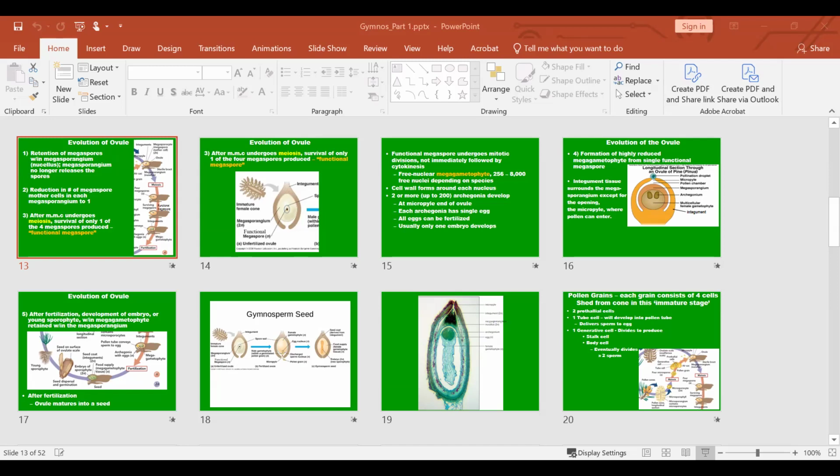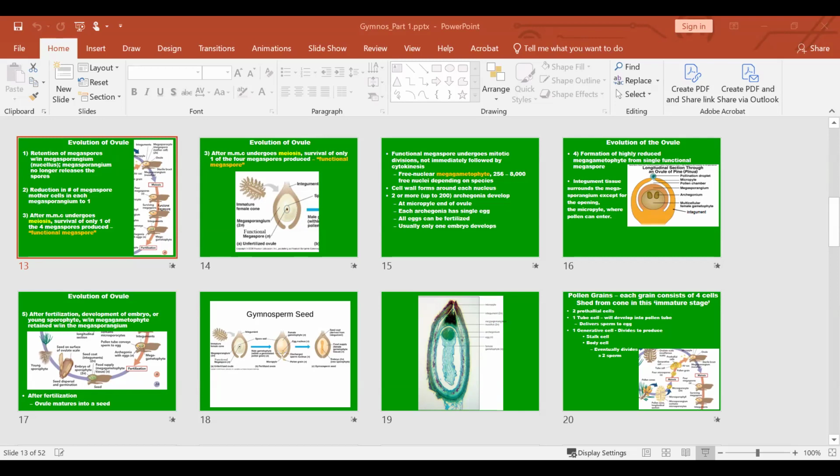Can't forget about the pollen. Gymnosperms, they're a little fancy. They have 4 cells that make up a pollen grain. With angiosperms, it's only 2. So angiosperms reduced it. You don't need 4. Right, but the gymnosperms, they came up with the idea of 4 cells.